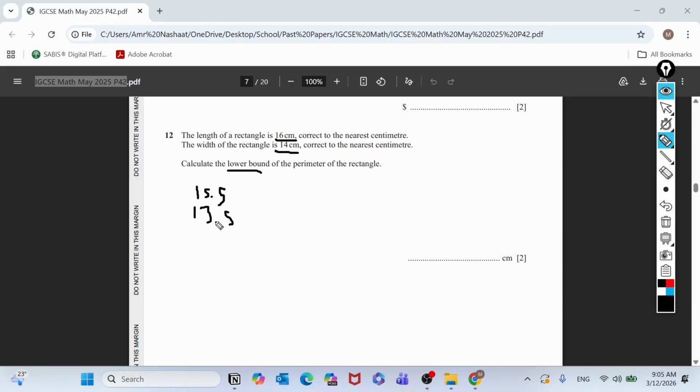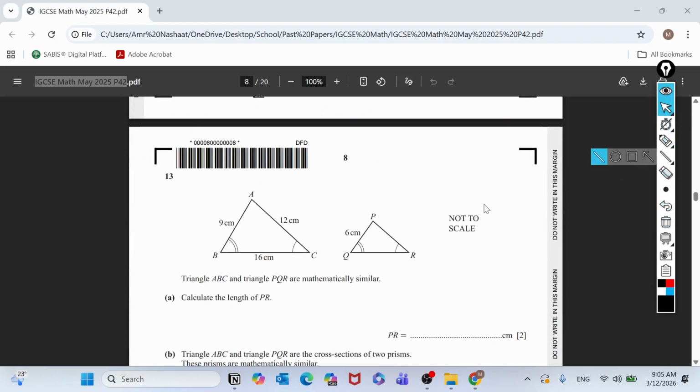And what's the formula for the perimeter of a rectangle? It's 2 times 15.5 plus 13.5. 2 times length plus width. What do you get when you solve it? Let me solve 2 times 15.5 plus 13.5. You get 58 centimeters. Not bad, not bad.